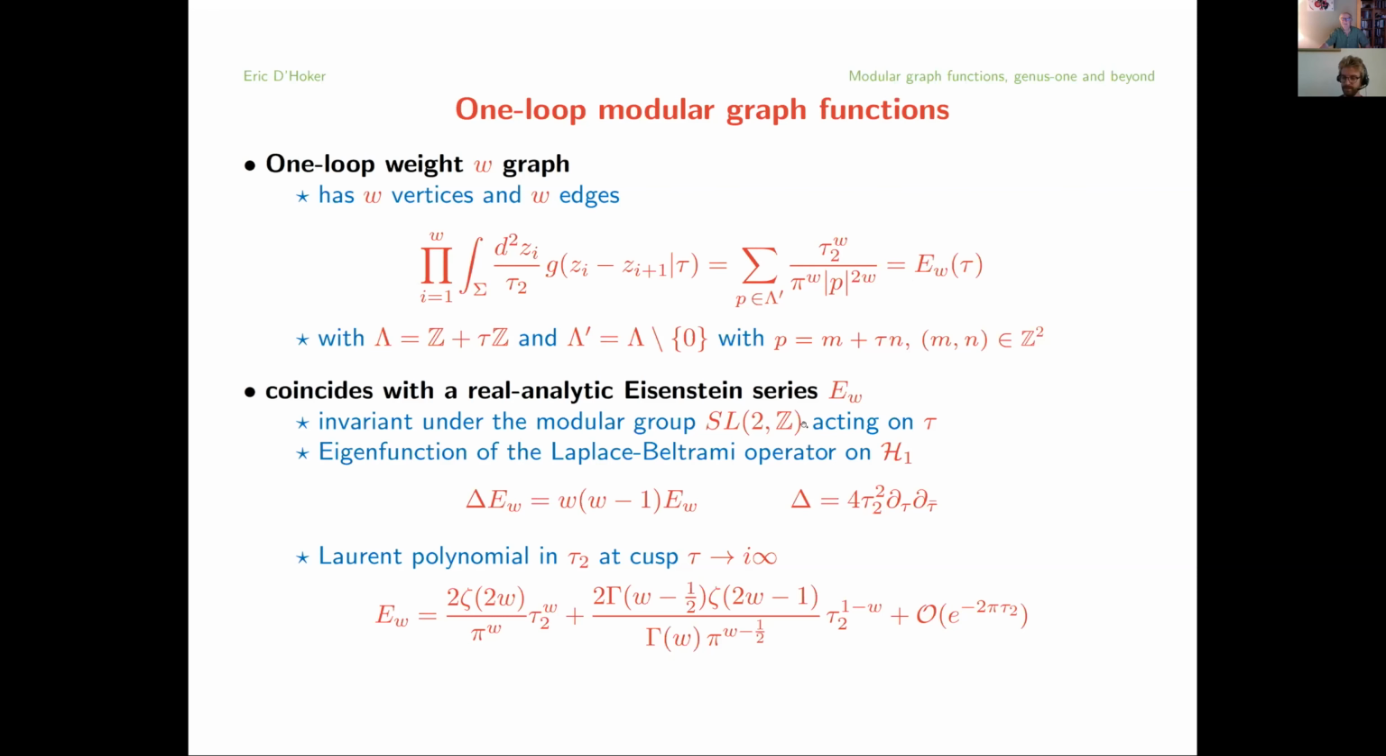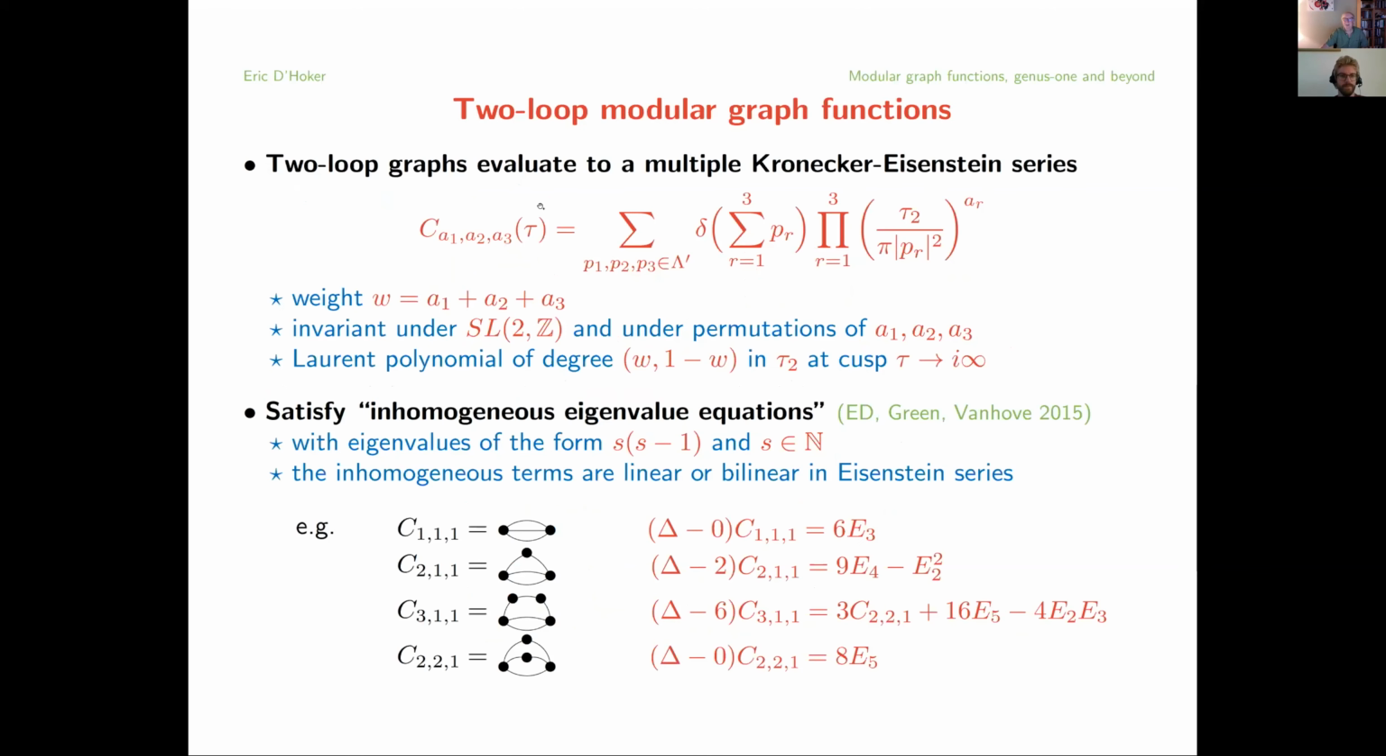So it's invariant under SL2Z. It satisfies the Laplace-Beltrami eigenvalue equation with eigenvalue w times w minus 1. And it has a characteristic Laurent expansion as tau2 goes to infinity, or we go to the cusp, given by this expression, which I'm sure you well know, up to exponential corrections. So this is an extremely familiar function introduced at the end of the 19th century.